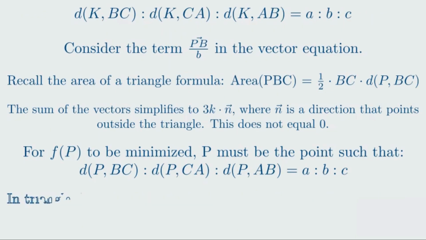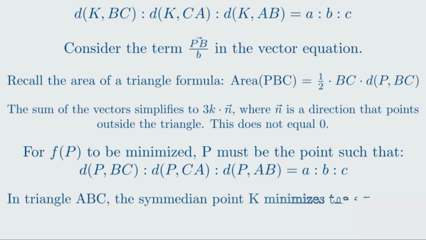This means we have now proven that in triangle ABC, the Symmedian point minimizes the expression PA over A plus PB over B plus PC over C. So, let's quickly recap what we've accomplished today. We started by defining a symmedian as the reflection of a median across an angle bisector, and located the Symmedian point K where all three symmedians intersect.